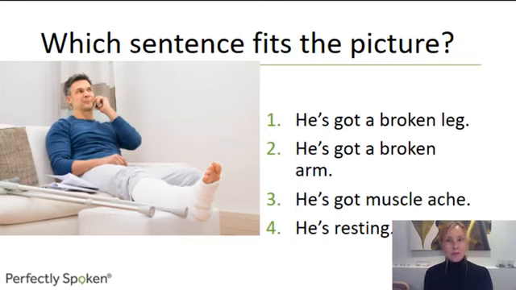Notice here we're using broken, the past participle, as an adjective. Okay, so the past participle is from break, and here you've got break, broke, broken, and it's used as an adjective. Okay, also number 4 is also true. He's resting. So he's resting on the sofa. He is not working, not doing exercise. Really, he can't do anything, because if you have a broken leg, I mean, how awful.